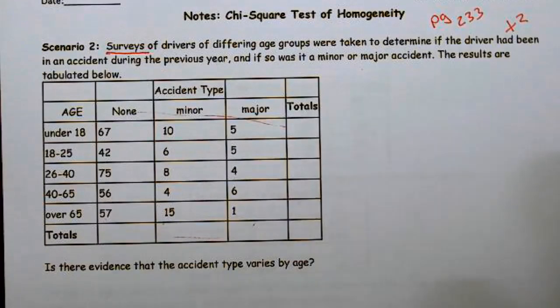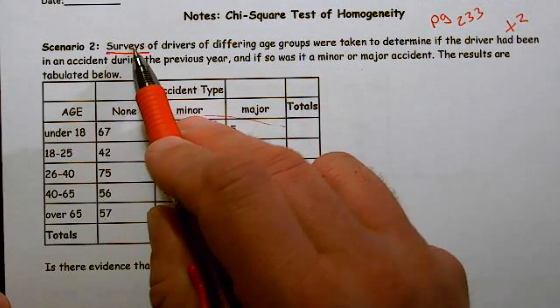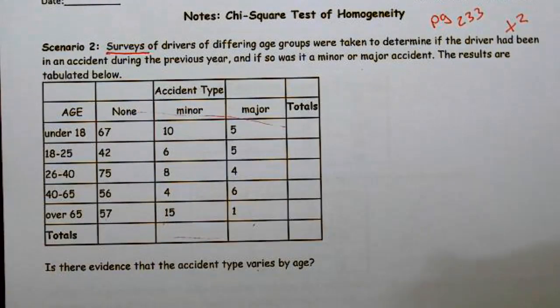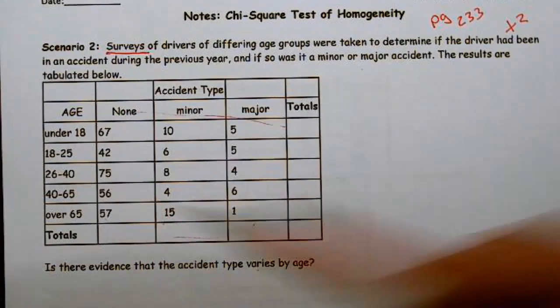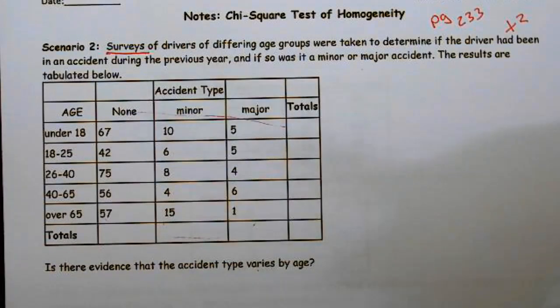Nowhere within this do I see anything that indicates that it is a test of independence. I don't see the word independent. I don't see the word dependent. I don't see the word association, and I don't see the word relation. As a consequence, I believe this is probably going to be a chi-square test of homogeneity. And they want to know if it varies by age. The fact that I have multiple surveys sounds like I have multiple populations. So they've broken this down and set this up as a chi-square test of homogeneity.